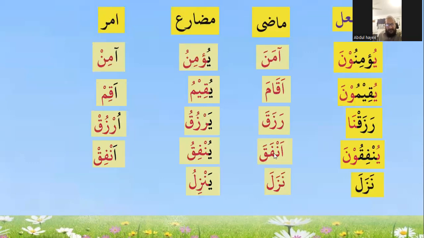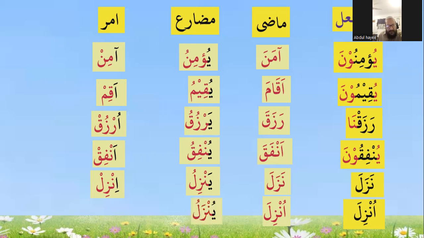Nazzala, three letters. What is the amr? Yanzilu, and inzil. The mudare yanzil, inzil, because it is three letters, so it has taken the kasra in mudare and in the amr. Now have come the four letters. Unzila. What should be the mazi? Unzila. What is the mudare? Yunzalu. And it is not having any amr. It means it's majhul.